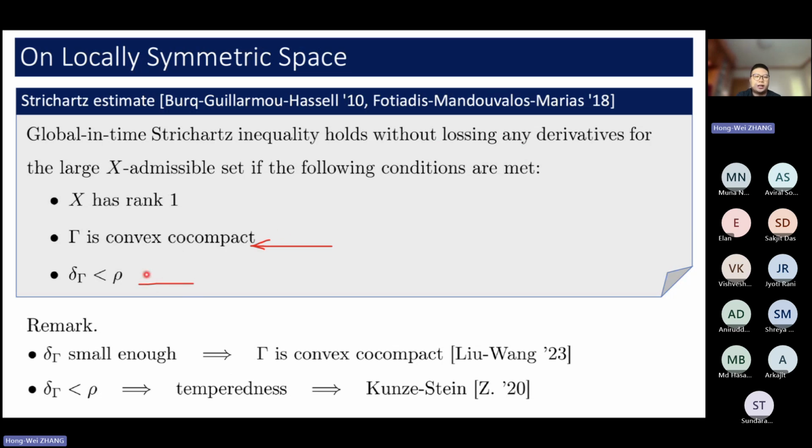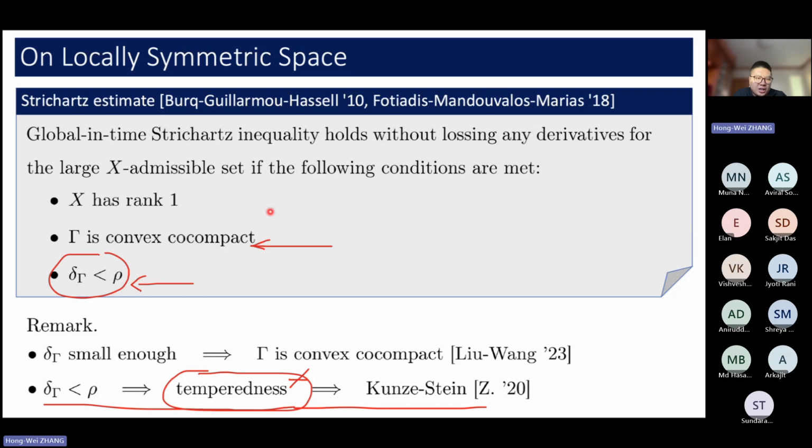But this one is already understood, because we already knew in rank 1 that if the critical exponent is small, it implies temperedness. And now we know that in higher rank we can have the same thing, right? This is important because with this temperedness we can prove the Kunze-Stein phenomenon, which holds on semisimple groups but does not hold in general locally symmetric spaces. That's why we need this. We started with the notion, but we still need the temperedness here.